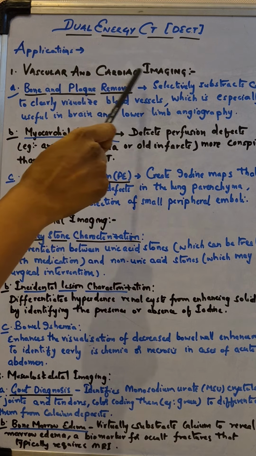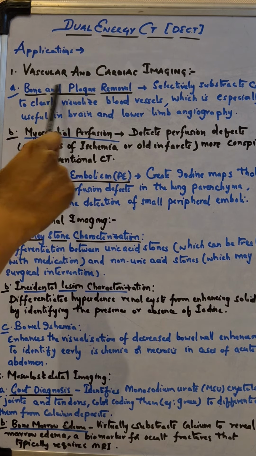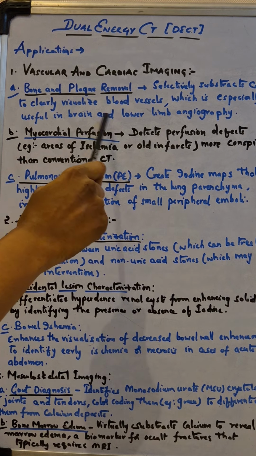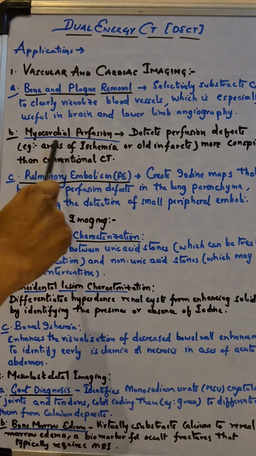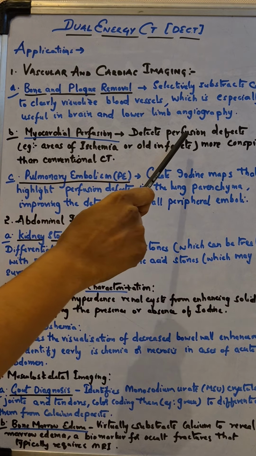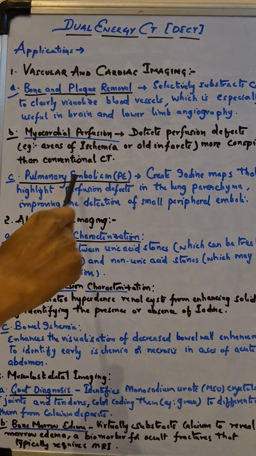So in vascular and cardiac imaging, one is for bone and plaque removal, so that we can see the blood vessels clearly, especially in brain and lower limb angiography. Another is myocardial perfusion. It detects the perfusion defects more than the conventional CT.